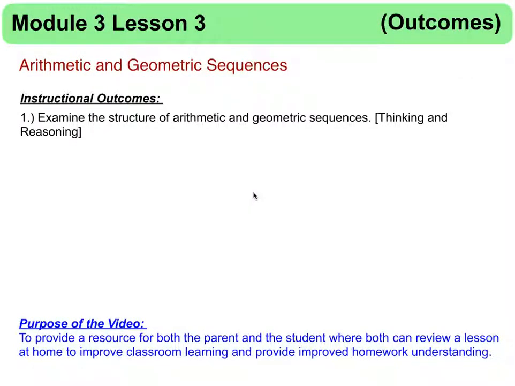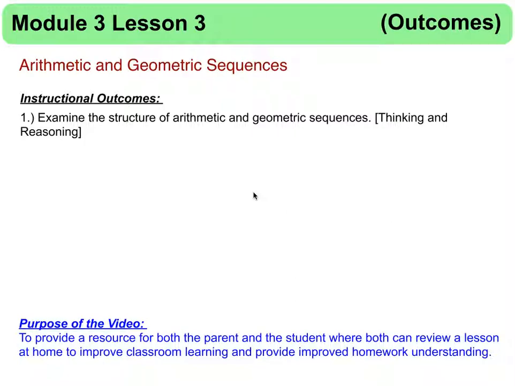Lesson 3, Arithmetic and Geometric Sequences. So there'll be one instructional outcome we're really going to focus on this time, and that is to examine the structures of arithmetic and geometric sequences. In other words, in class today, you're going to see a series of sequences and you're going to have to decide whether it's geometric or whether it's arithmetic.